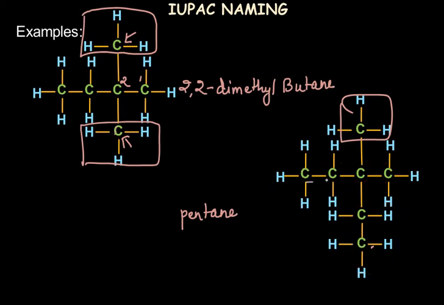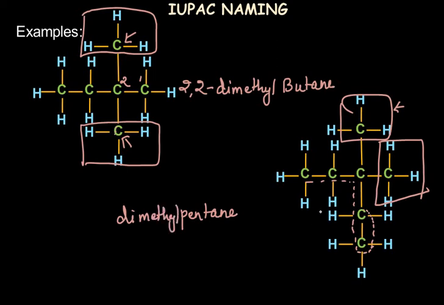Okay, so once we have decided that the longest carbon chain is pentane with 5 carbon atoms, then obviously one of the substituent groups is this one and the other is shown here. Now both the substituent groups again have only one carbon atom, so again there are two methyl groups, so we will name it as a dimethyl group. Now number this.